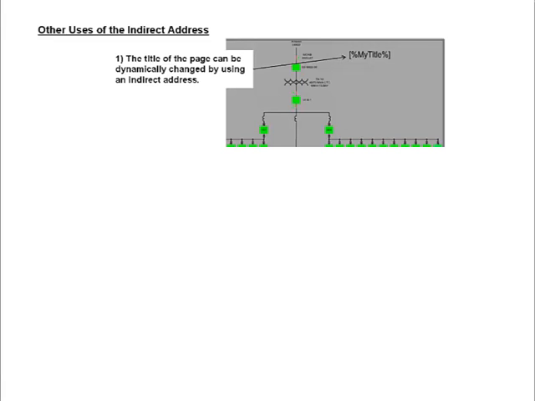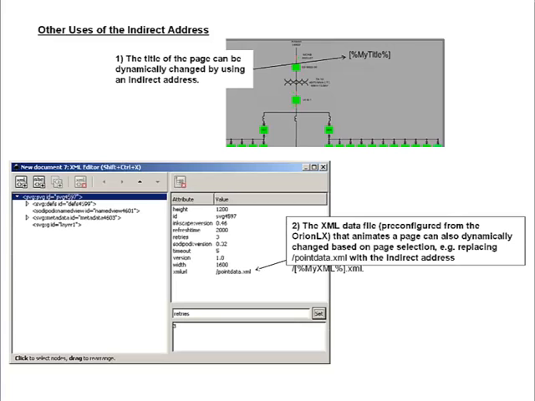The title of the page can be dynamically changed using an indirect address. So if you have a lot of Zoom screens that all pretty much look the same and have the same basic structure, you can have the title animated as well. And finally, you can populate the XML data file with a wildcard as well. So instead of putting in pointdata.xml, you can replace it with an indirect address that will be populated when you load the page. So you can animate actually quite a bit of this.